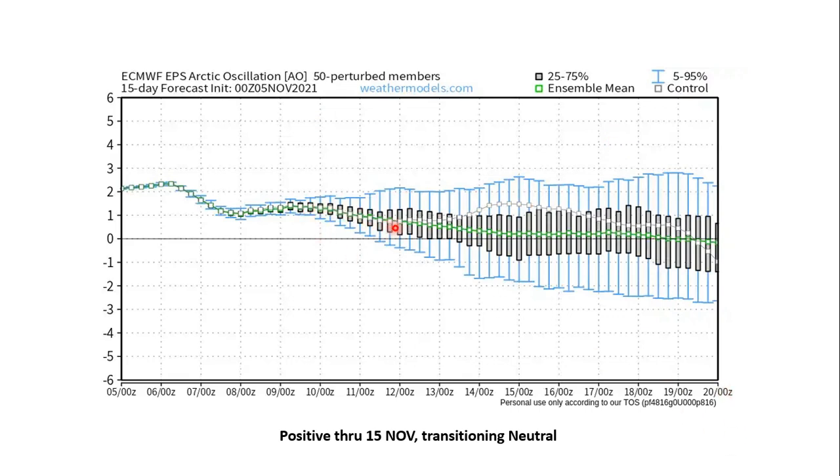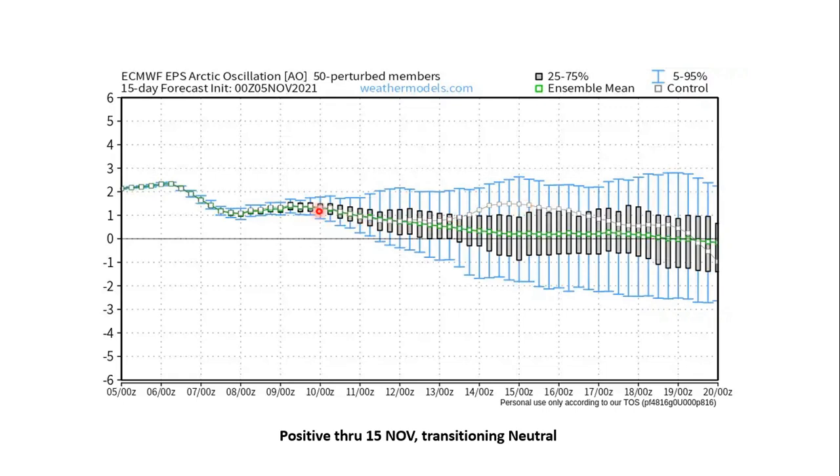Look at the green line here. This represents the Ensemble mean. And then this white line represents the European control model. It's a normal tendency, the further out in time we get, for these two lines, the white line and that green line, to be farther apart. And that is a measure of confidence.